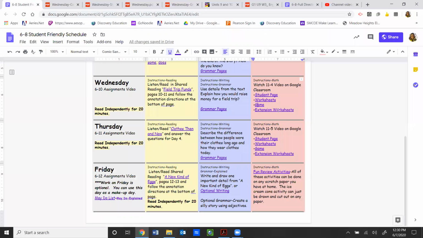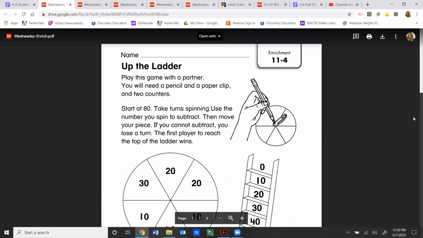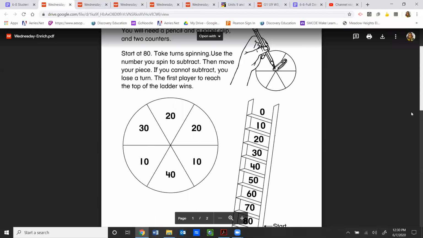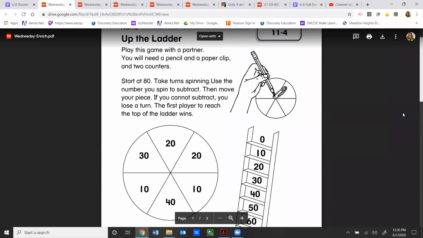I'm going to just briefly show you the extension worksheets. I am not going to read them to you, but just so you get a glimpse at what they are supposed to look like. If you print this out, you'll need a pencil and a paper clip.